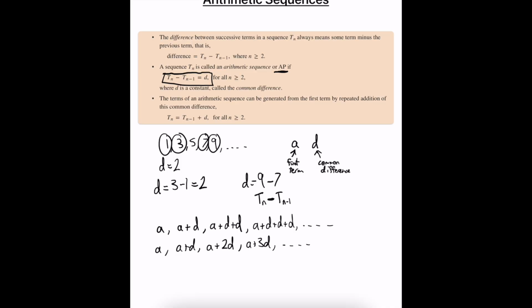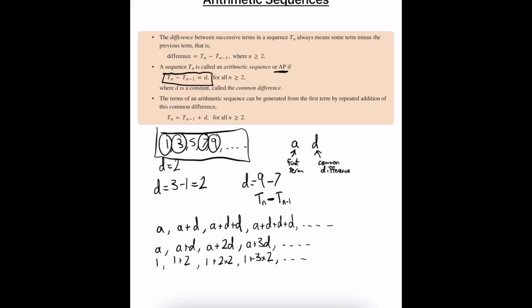So if we take it back to this sequence here, a was 1 and d was 2. So we had 1, and then we had 1 plus 2, which was 3. And then we had 1 plus 2 times 2, which was 5. And then we had 1 plus 3 times 2, which was 7. And then we can keep going.